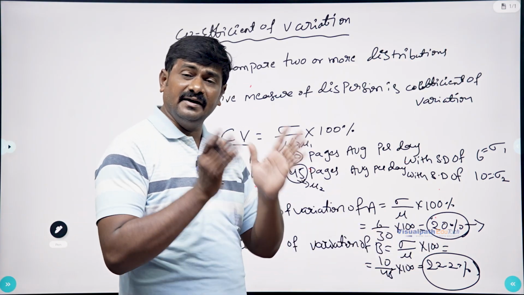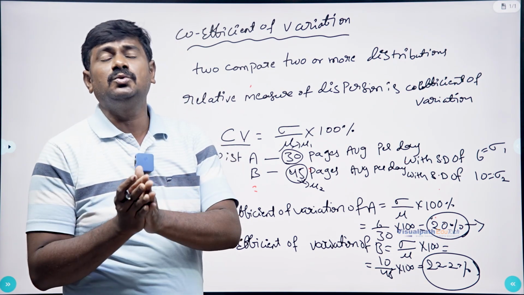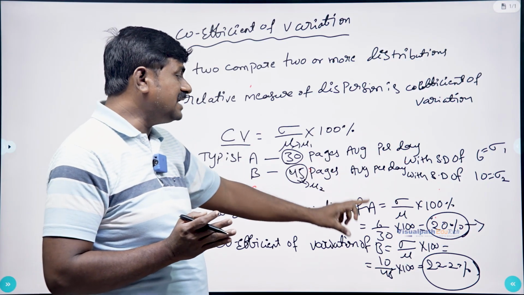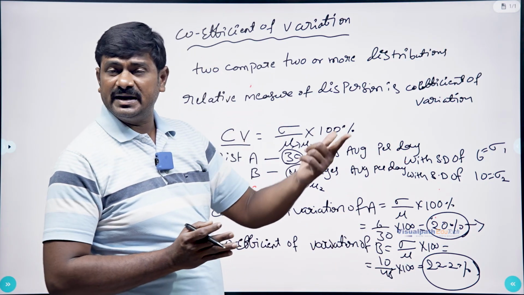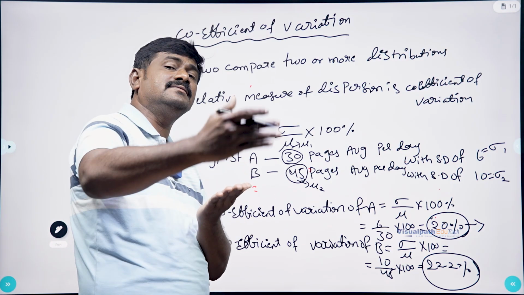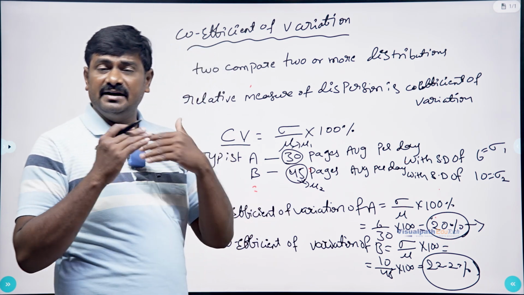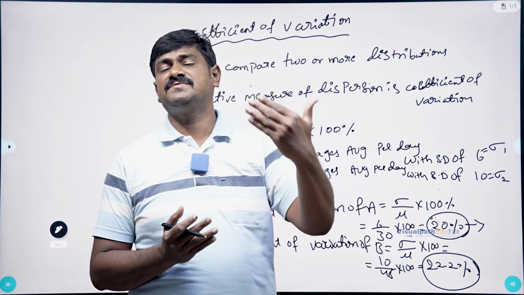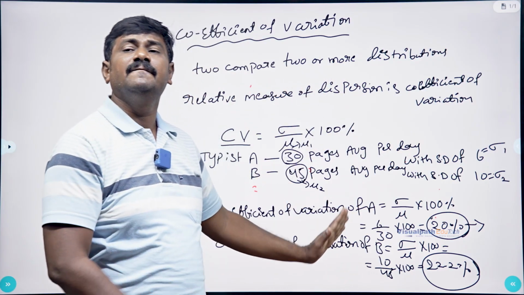So here in the one, while taking the decision according to the performance of these two typists, A is more consistent than B. Of course, B is typing more pages, but he is inconsistent, meaning the variation is much more than that of A. So A is more consistent than B. This means when we are comparing these types of situations in business concerns, we can use this coefficient of variation.